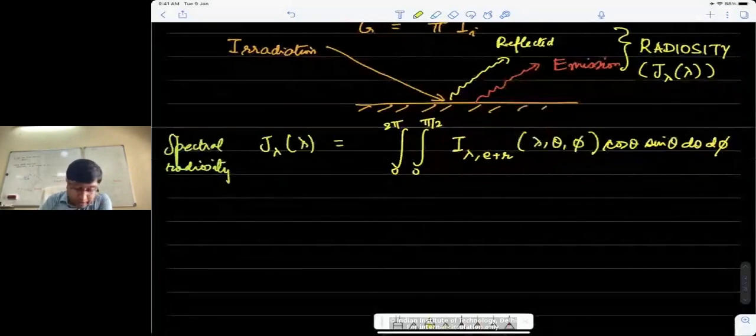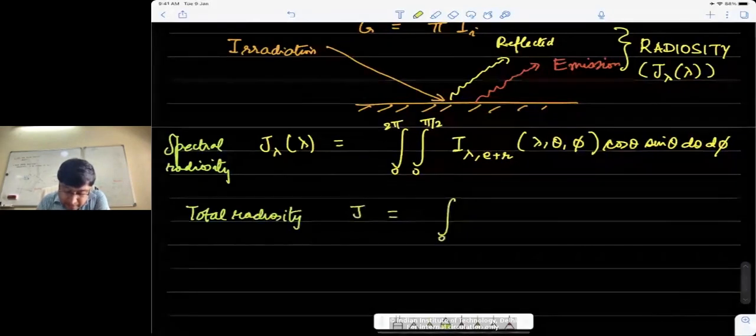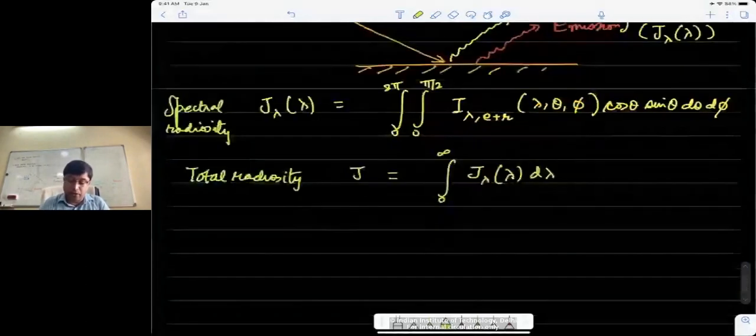We can also define the total radiosity, which I can write as the integral from 0 to infinity of J lambda d lambda. This is one way of writing it. Otherwise, you can always combine the integrals, and so you can write it as a triple integral, which is fine.